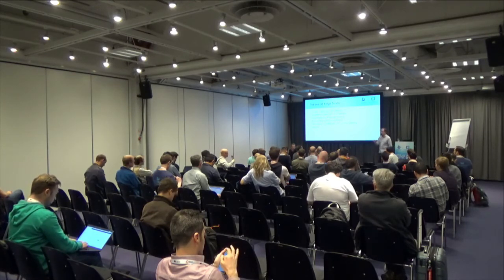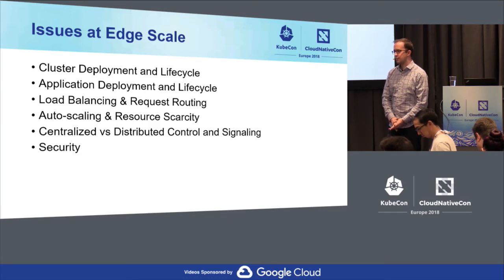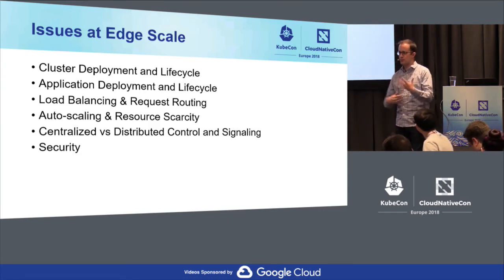Let me make sure I understand that. You're saying there's a trade-off between load balancing versus just allocating more resources? Yes, for that particular connection. Yeah, I suppose that makes sense. I guess you still need to figure out how to get to the closest cluster.